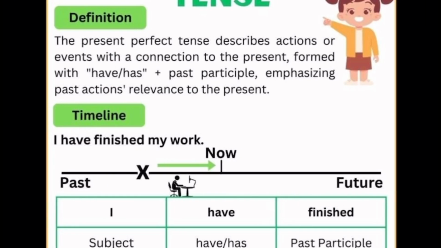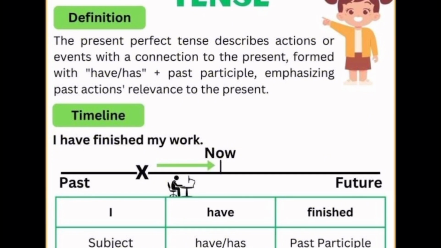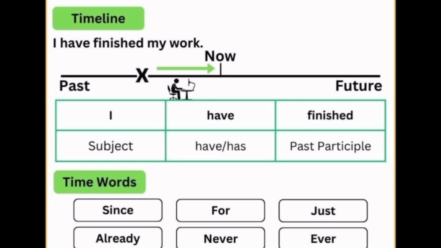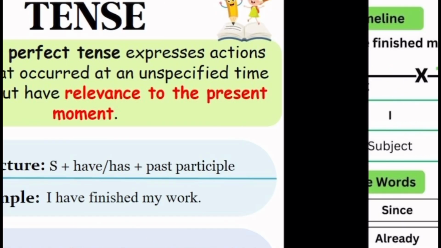Now, let me look at another definition here. They said the present perfect tense describes actions or events with connection to the present. And how I describe mine is that the present perfect tense describes action that has just been completed but has what? Evidence in the present. And how do we form present perfect tense? You have your subject and you have your has and have. And then you have your verb number 3, that is the past participle.